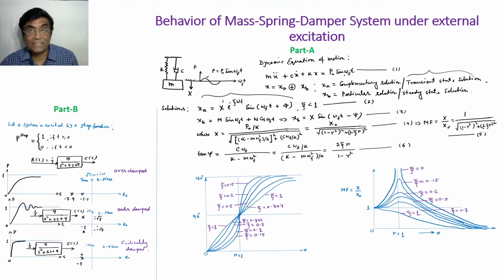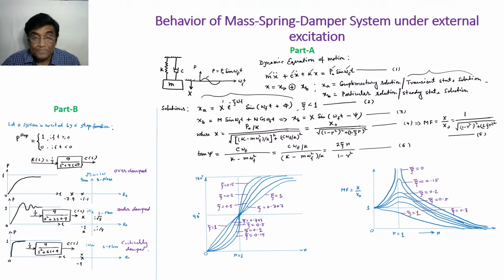Omega f is known because this is the circular frequency of the externally excited force. So this is known, and because the system is known, these parameters are known. In terms of those parameters, I have skipped this for you. This is an assignment. X will be equal to P0 divided by k, under root, k minus m omega square whole divided by k square plus bracket c omega f divided by k bracket close square.